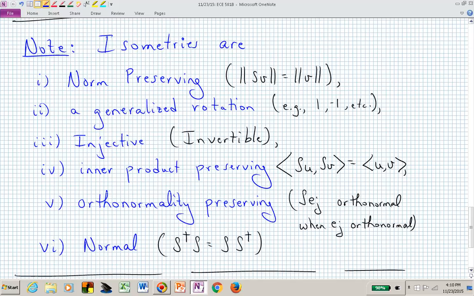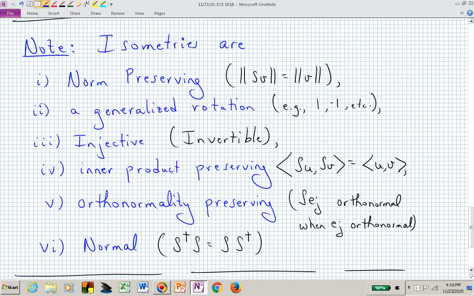It's injective, which means that if it's injective, then what do we know about the null space? It's trivial, isn't it? It's the zero vector, which now means that that map is invertible. It preserves inner products, meaning if we put this S and operate it on U and V and form their inner product of SU and SV, that's equivalent to the inner product of U and V.